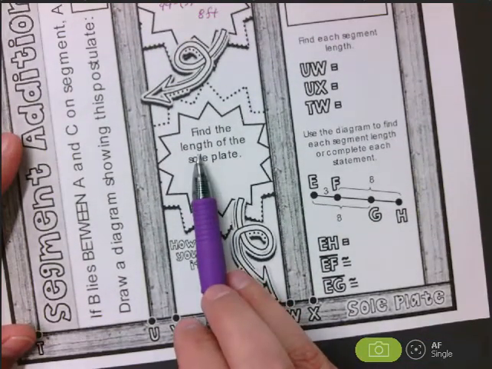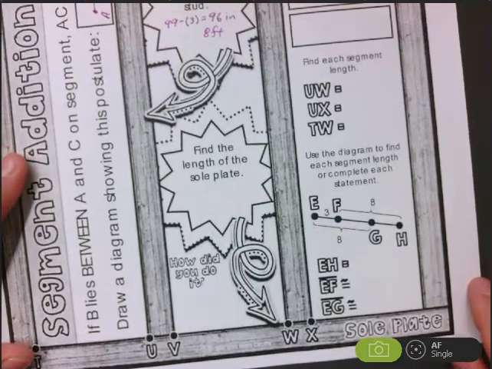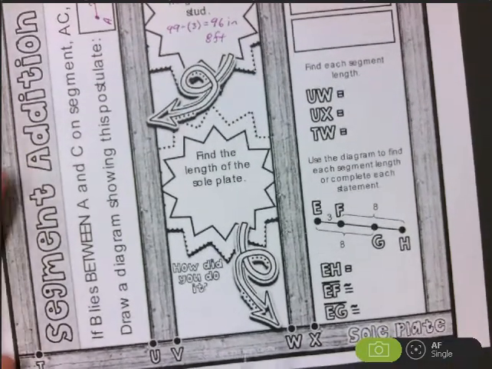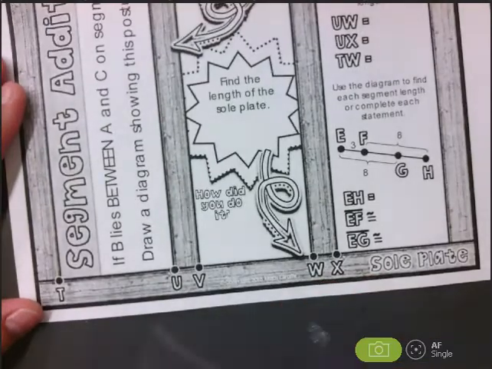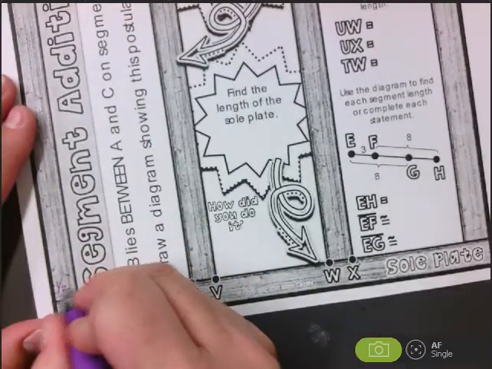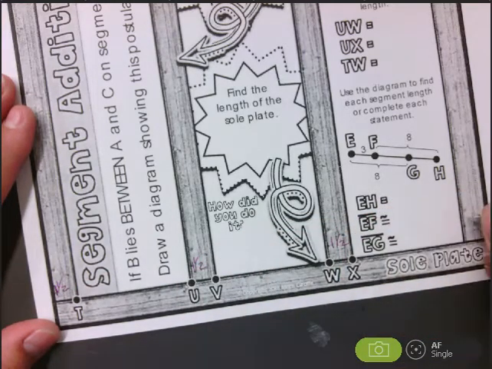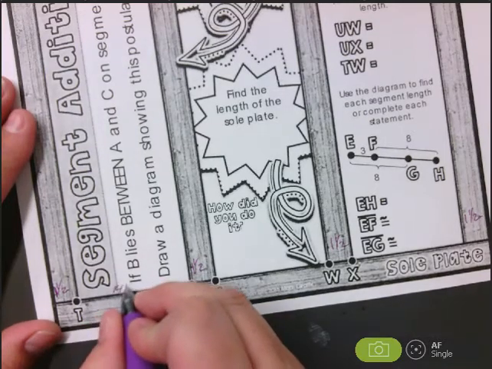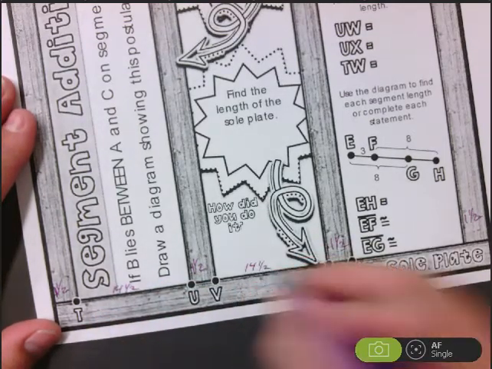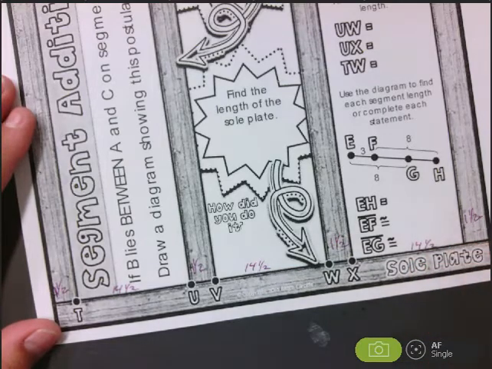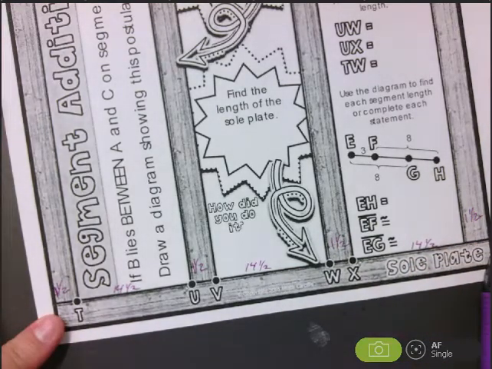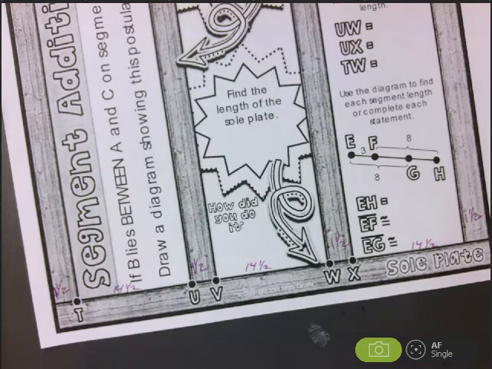Alright, so then the other one says find the length of this sole plate. So what does it tell us about that? We know that each one of these boards, we said these were each 1.5, right? So 1.5, we've got 1.5, and another 1.5. It told us the distance between each of these was 14.5. So this is 14.5, 14.5, 14.5. So in order to figure out that entire length, I'm going to add all of those pieces together. All of those little segments need to get added together.